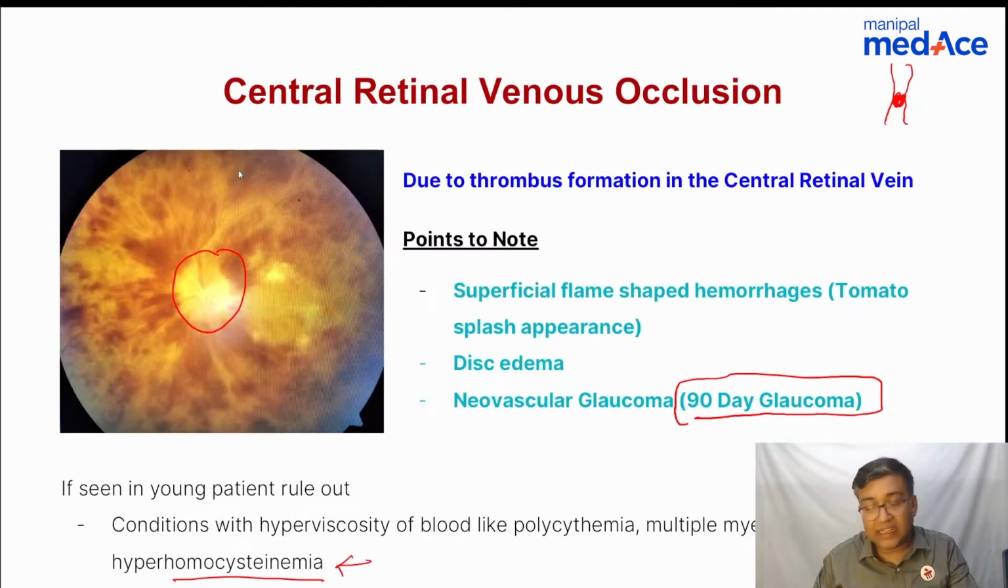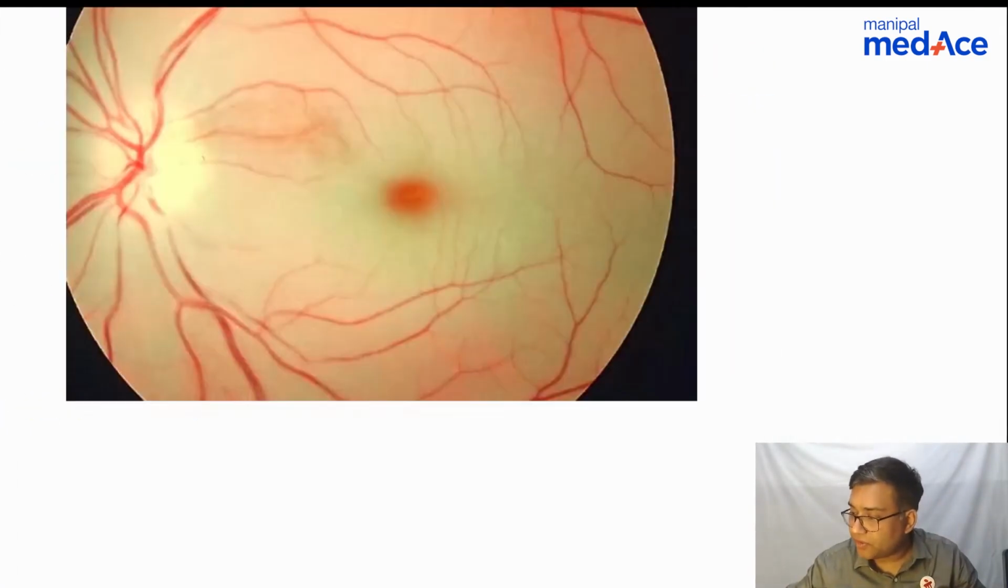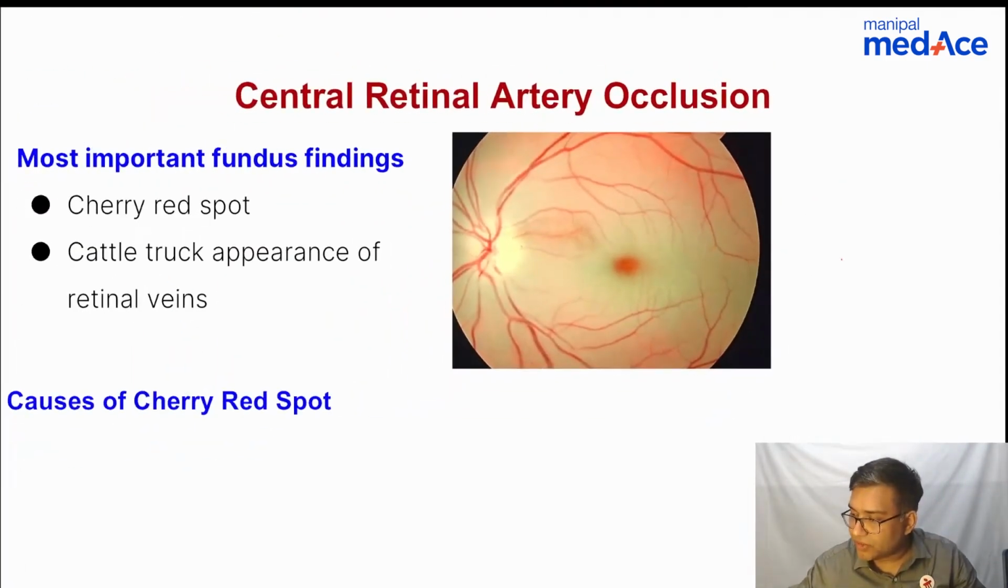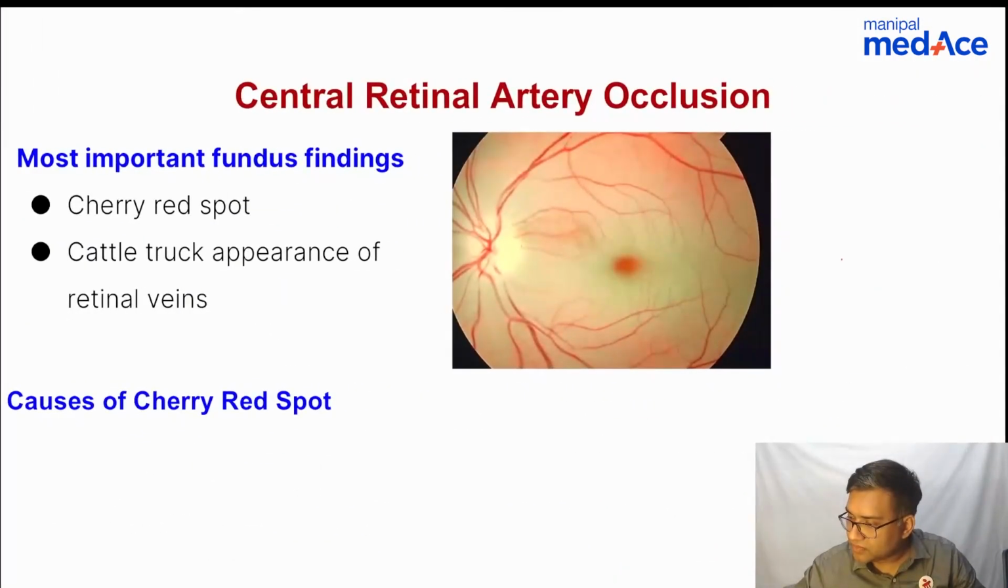So like central retinal venous occlusion, we have a central retinal artery occlusion as well. But in total contrast to the central retinal venous occlusion, in central retinal artery occlusion, we would be having a pale retina. Okay, so we would be having a pale retina here, and that is very important because in these patients you can have a cattle trucking of veins, like this.